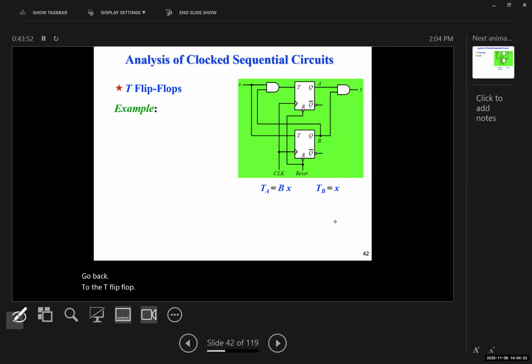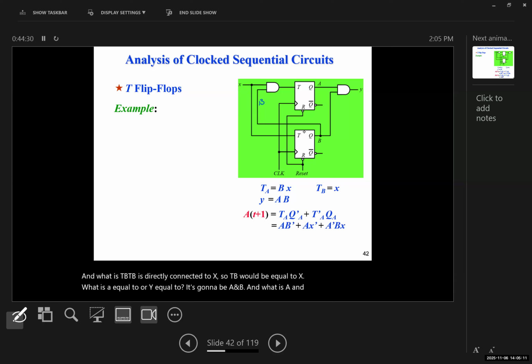Now, let's start with writing the outputs in relation to their inputs. So TA is going to be equal to BX, because again, one of the inputs of the AND gate is connected to B. The other one is connected to X, so TA would be BX. And what is TB? TB is directly connected to X, so TB would be equal to X. Now, what is Y equal to? It's going to be A and B.